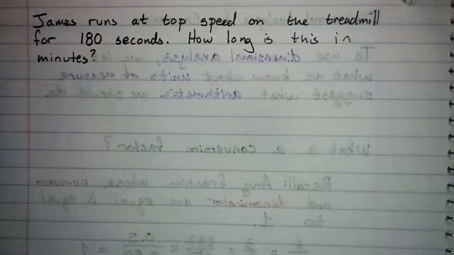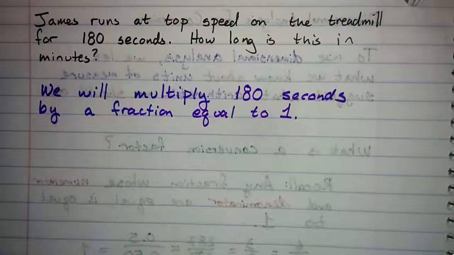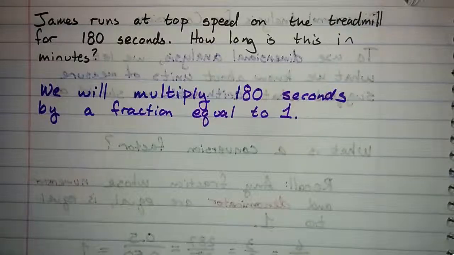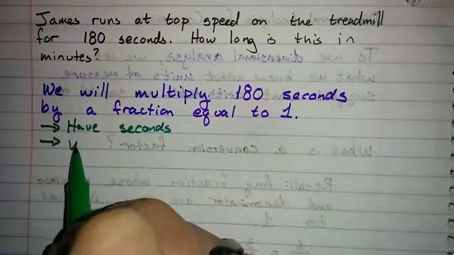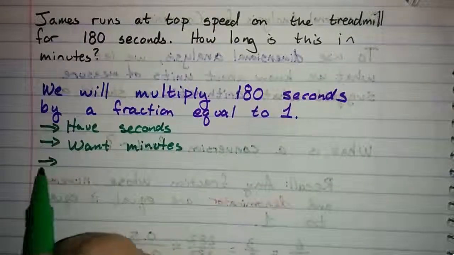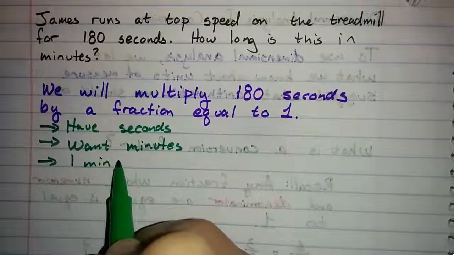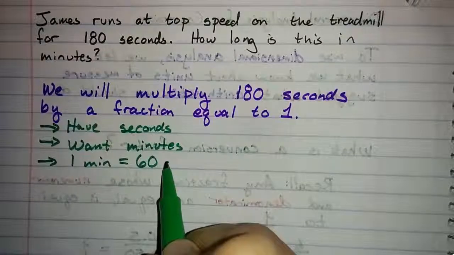Let's suppose that James runs at top speed on the treadmill for 180 seconds. And we'd like to know, how long is this in minutes? This is what we're going to do. We're going to multiply 180 seconds by a fraction equal to 1. Now, we have seconds, and we want minutes. And we hopefully are aware that 1 minute equals 60 seconds.